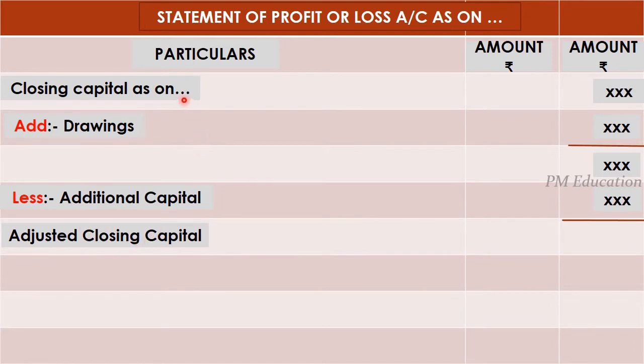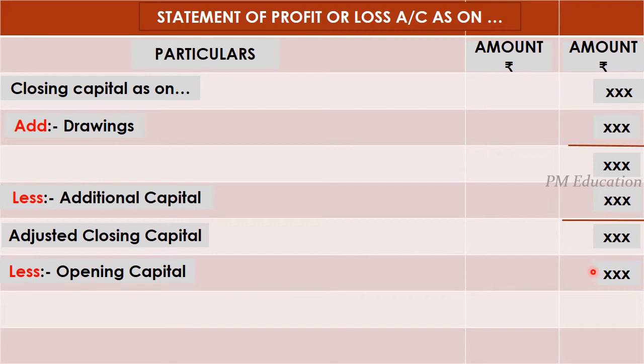This closing capital is adjusted. Drawings is added and additional capital is subtracted. Now we are getting the adjusted closing capital. The amount is written here. And the next one is opening capital, the capital invested at the beginning of the year. This should be subtracted. Now the amount is written here.